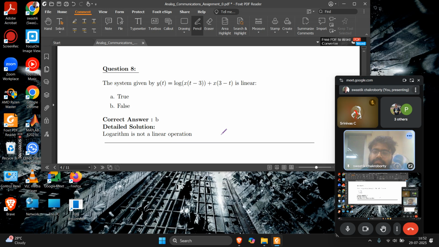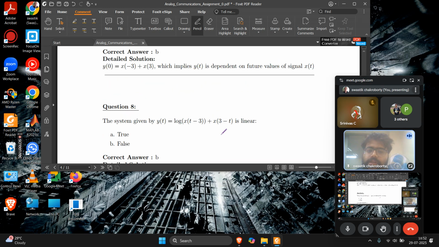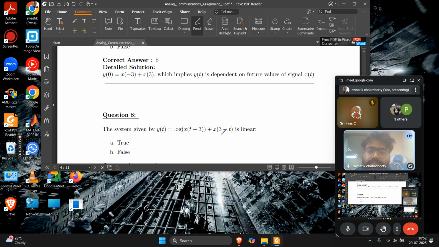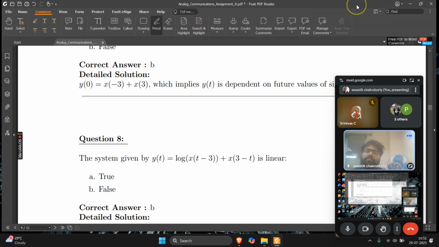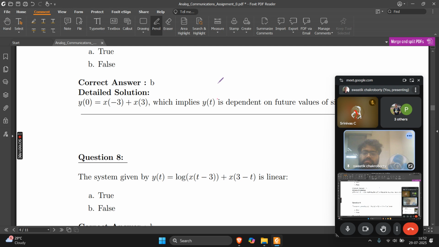Now, the system given by log of x(t minus 3) plus x(3 minus t) is linear. True or false? Solve, I'll give you 2 minutes. Question number 8, please solve question number 8. And if you have the answer, do not give it in the chat box. Please open your mic and tell the answer out loud.